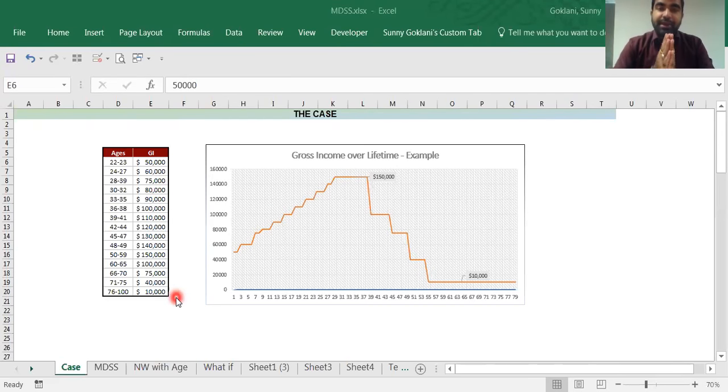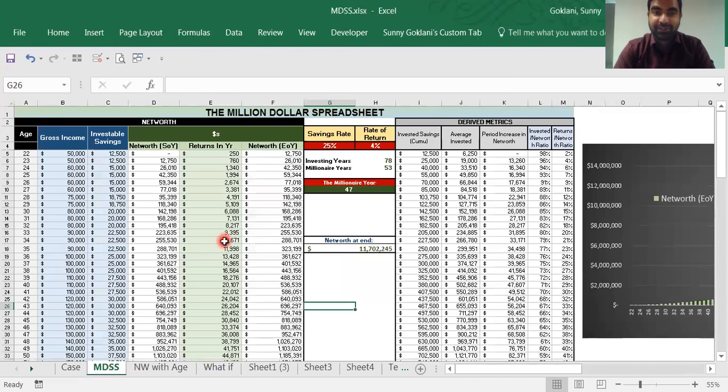Now we will take this input, this person B, for example, whose gross income is this much, and we'll understand how many scenarios his net worth would be, what age he will become a millionaire, and how much net worth he will leave behind. So this tab, MDSS, the $1,000,000 spreadsheet, is the model that I was telling you. Let's first understand really quickly, in the interest of time, in a couple of minutes maybe, how this works.